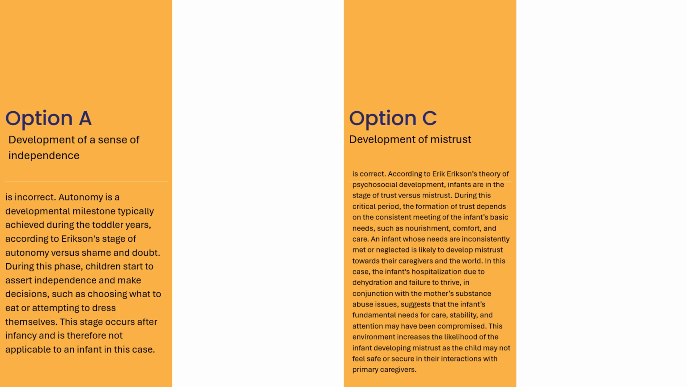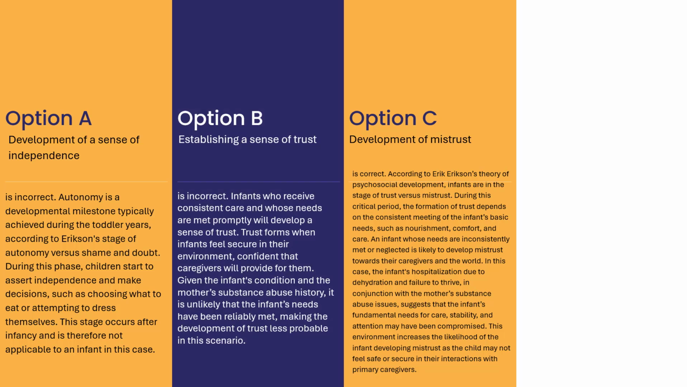B is incorrect. Infants who receive consistent care and whose needs are met promptly will develop a sense of trust. Trust forms when infants feel secure in their environment, confident that caregivers will provide for them. Given the infant's condition and the mother's substance abuse history, it is unlikely that the infant's needs have been reliably met, making the development of trust less probable in this scenario.